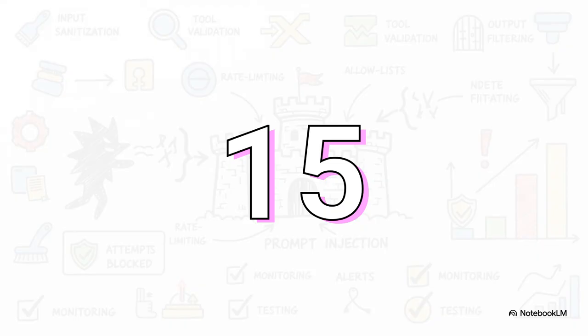So after all that, you might be wondering, does this stuff actually work? The answer is a resounding yes. 15. This number represents 15 different injection attempts that were found and blocked by these exact defensive layers in a real system. Every single one of them was a potential breach that was stopped cold.